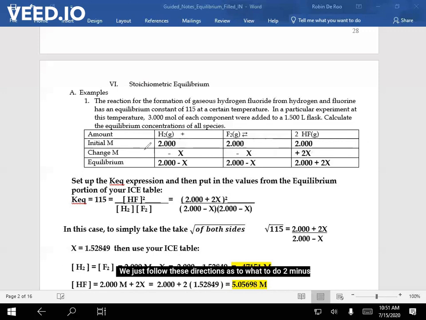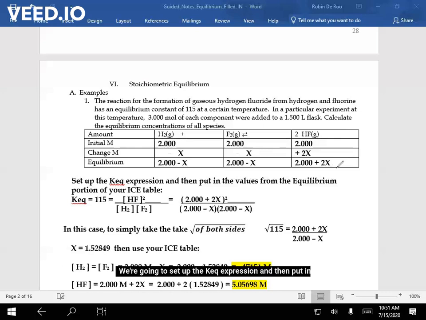We just follow these directions as to what to do. 2 minus x, that's how we get this. 2 minus x, that's how we get this. 2 plus 2x, that's how we get this. We're losing reactants and we're gaining a product. That's why this is a minus, because we're losing. This is a plus because we're gaining. So the equilibrium is going to be this last row.